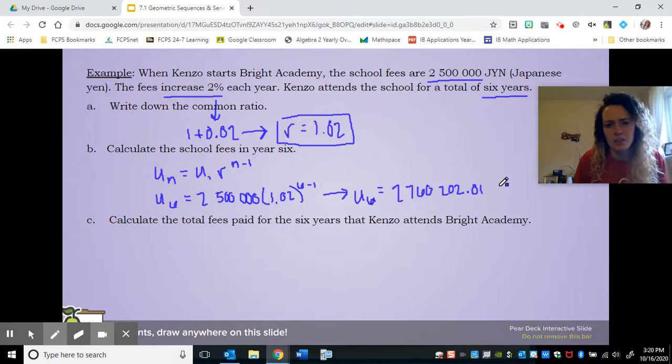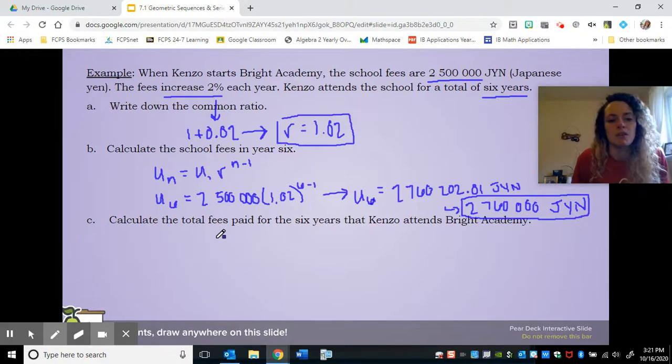I'm not exactly sure how Japanese yen work in terms of dollars and cents. I'm thinking about dollars and cents, so I'm keeping it as the hundredths place, but you could always, remember 3 significant figures, you could always leave it as 2,760,000 Japanese yen, because that's correct to 3 significant figures. So I'm going to go with that one.